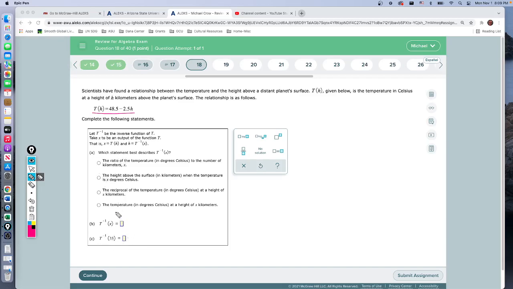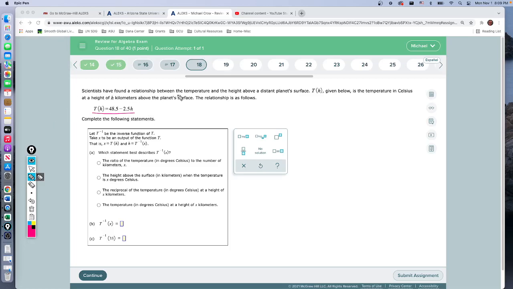We've got to answer some kind of statement here, and they're talking about temperature and Celsius. So I guess it's about time. I looked over this, and let's go ahead and start reading now.